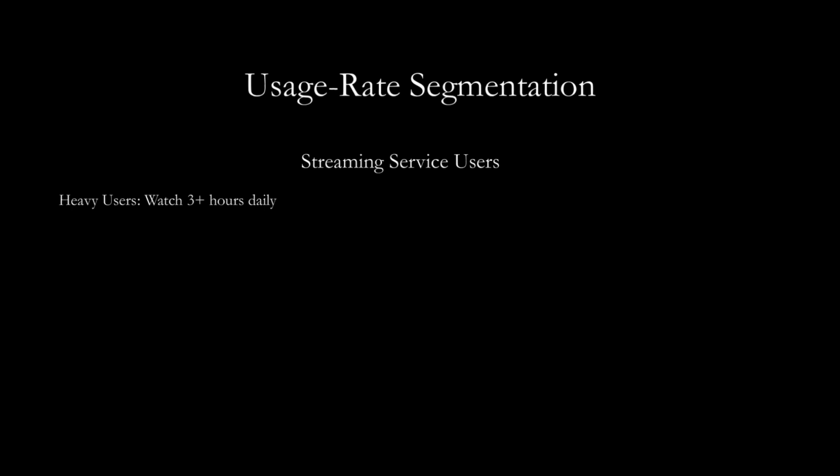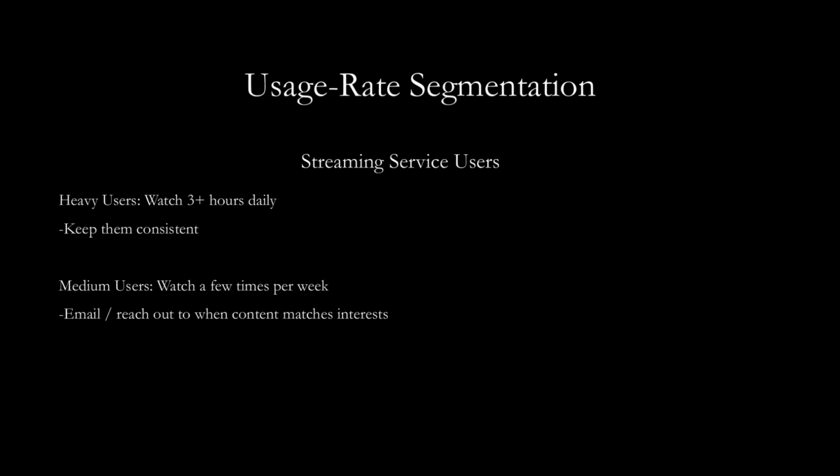Heavy users, binge watchers, watch 3+ hours daily. The strategy for these users: keep them with constant new content releases, autoplay features, and continue watching prompts. Medium users. These watch a few times per week. The strategy here: email them about new releases matching their interests. Light users. These individuals watch occasionally. Strategy: risk of cancellation is high. Send personalized recommendations to increase engagement.